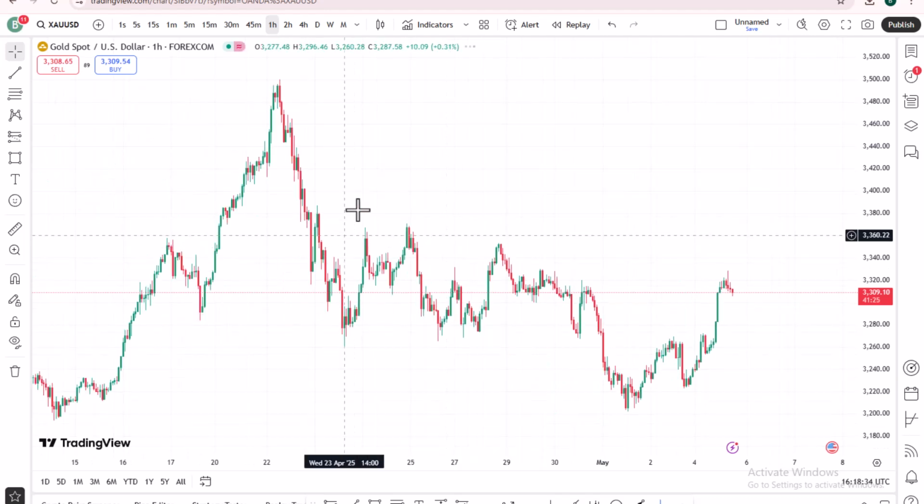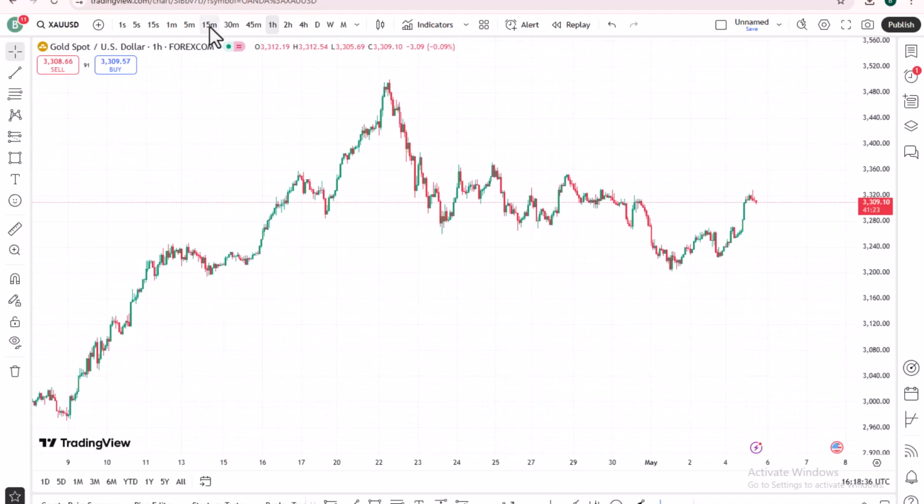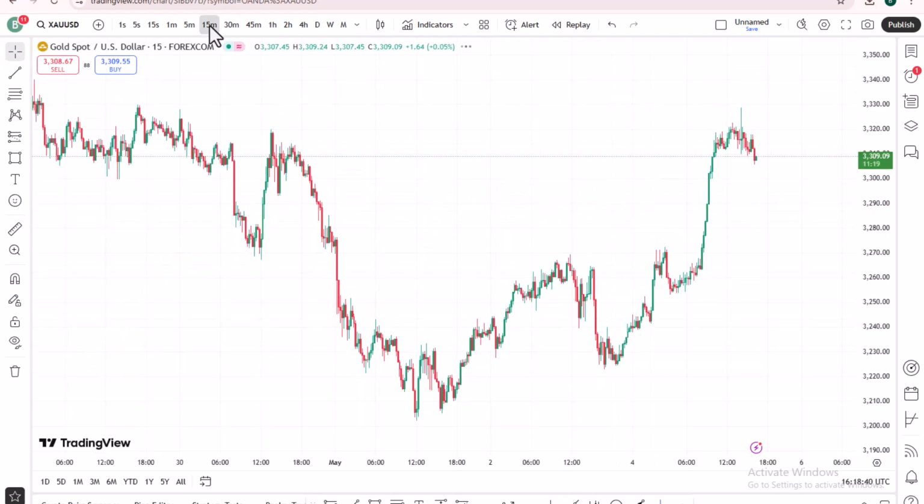Let's move to the 15 minutes time frame, where I actually take my trade, and what I look out for before taking the trade.